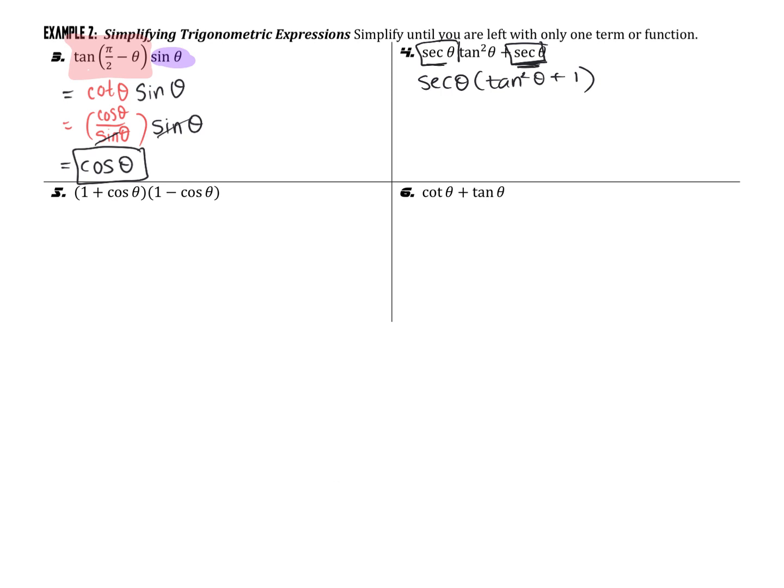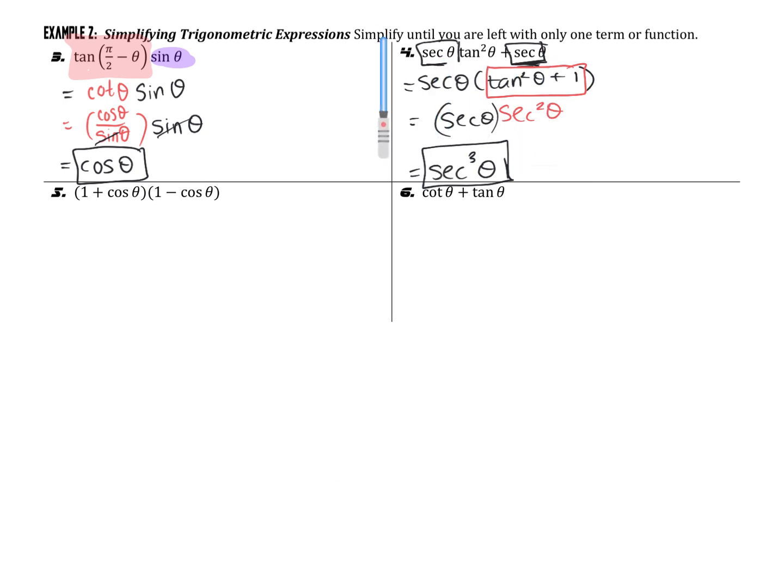Anytime I see 1 and something squared, I think I might have a trig identity. So go ahead and look and see what trig identity is tangent squared theta plus 1. And hopefully you can see that that is secant squared theta. So I have the secant that I already had times secant squared, which if I multiply them will give me secant to the third of theta. So now I have everything in terms of one function instead of having this sum of two different terms being added together.